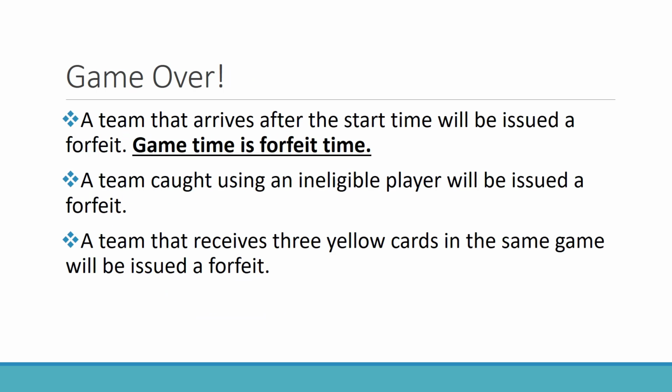Game time is forfeit time. This means that if your team does not arrive on time or you do not have enough players to start the game, your team will be issued a forfeit. You can also be issued a forfeit if you are caught using an ineligible player, or if your team receives 3 yellow cards in the same game, you will receive a forfeit.